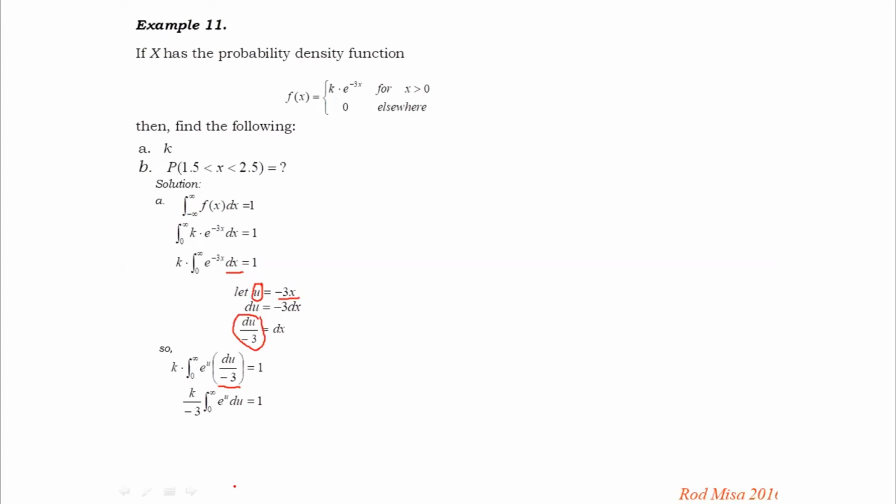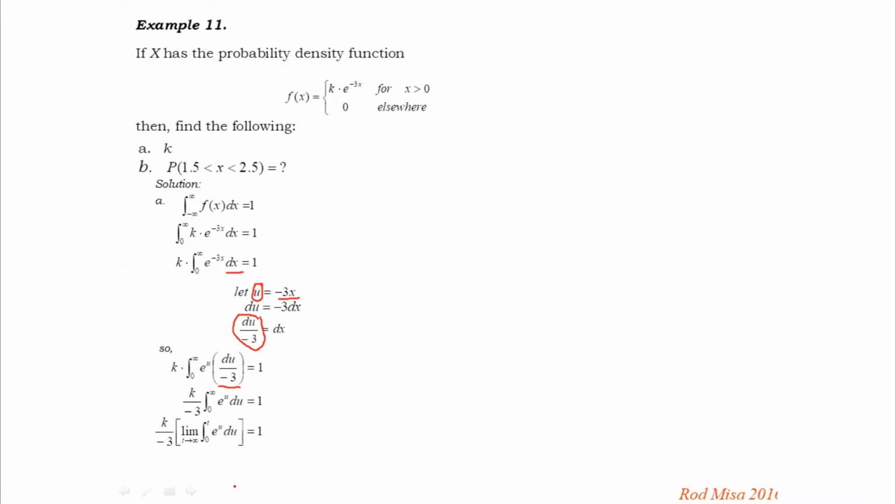So, integrating e^u du, we have e to the power u. But because our upper limit is infinity, this is an improper integral. So, we will use our technique of limit here. So, k over the negative 3 times the limit of our integral from 0 to t of e to the power u du, where t is approaching positive infinity.